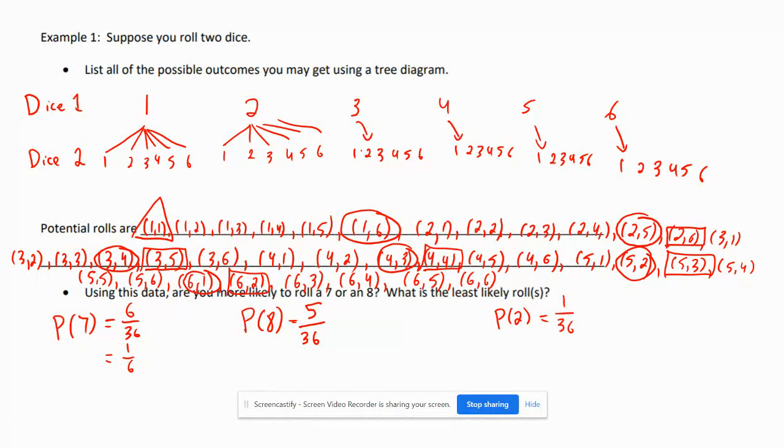Has 1 of 36, and the probability of rolling a 12 is going to be this one over here. It's the only way I can roll a sum of 12. So that's going to be 1 out of 36 as well.